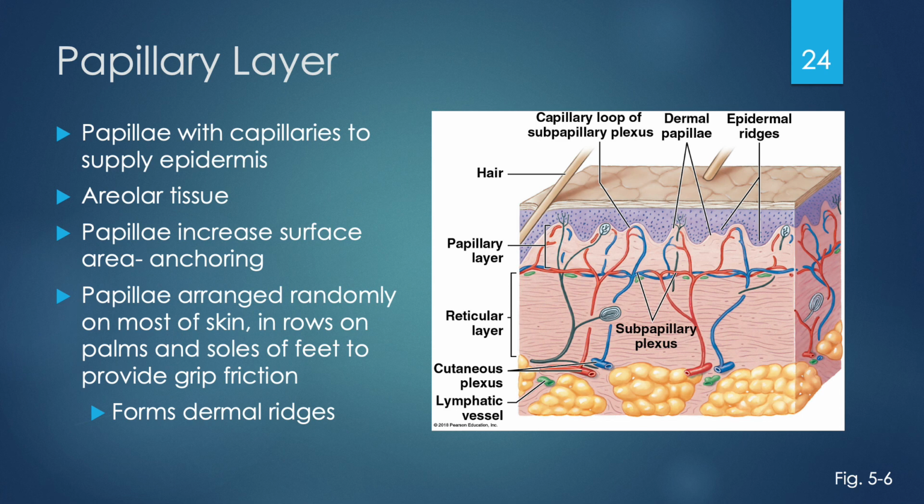Now, the papillae are also arranged randomly on most of the skin, but they're in rows on things like the palms of our hands and the soles of our feet, and that's there to help create greater ridges so we have better grip. And again, those papillae are important because they form dermal ridges, which are the foundation of our fingerprints.